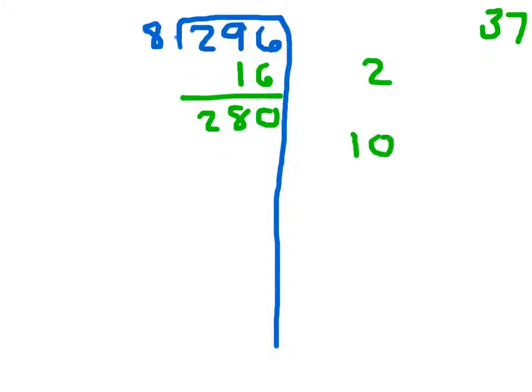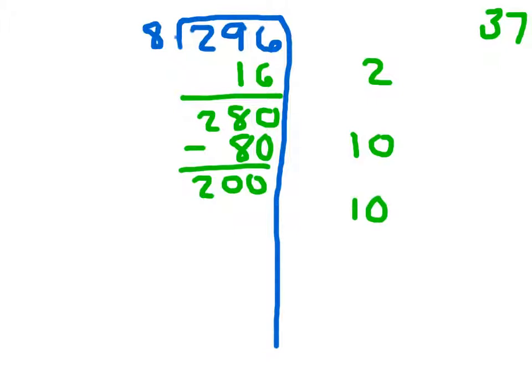Let's choose a 10 there. And I know that 10 times 8 is 80. It's part of our partial quotient there. 280 minus 80 is 200. I might look at that again and think, oh, well, I guess I can take 80 out of there again.